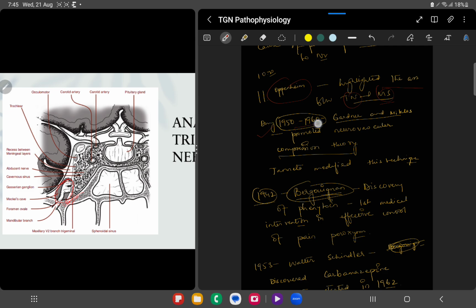During 1950 to 1960, Gardner and McClose promoted the neurovascular compression theory, which was actually a pathfinder for the surgical management, where Dandy and Janetta gave the microvascular decompression of the nerve.